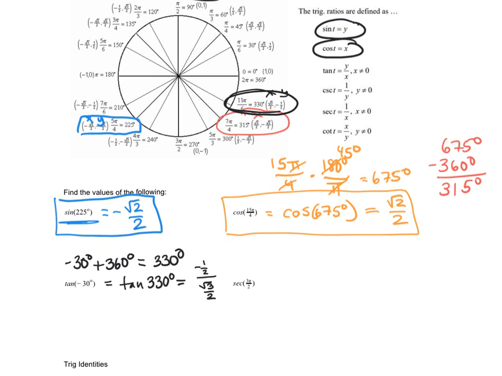Now the nice thing about this is the 2's will cancel. And so I just end up with negative 1 over radical 3 as my tangent value. If you did want to rationalize that, that's negative radical 3 over 3. That works too.